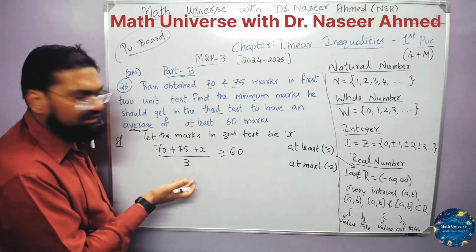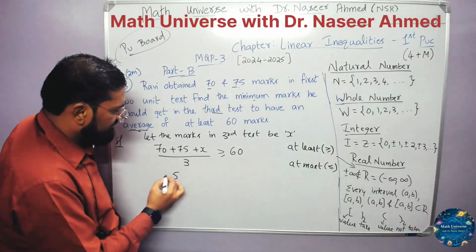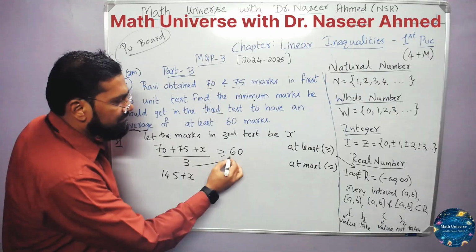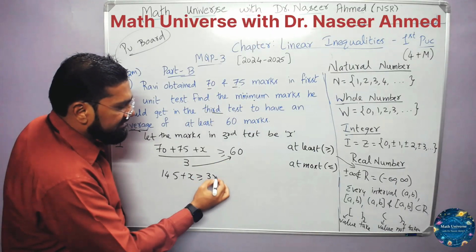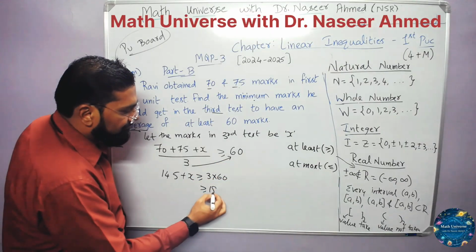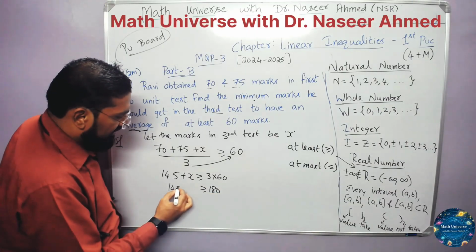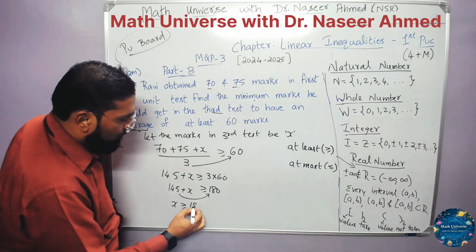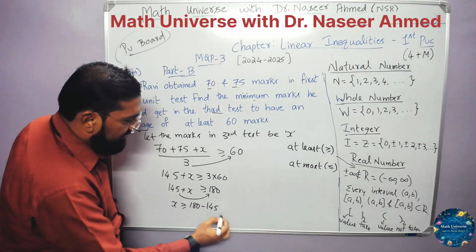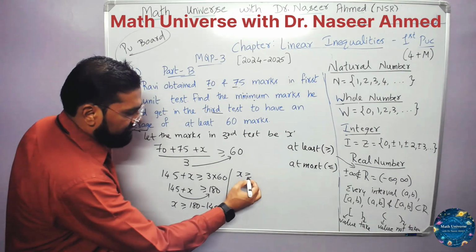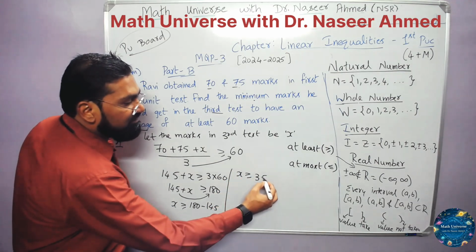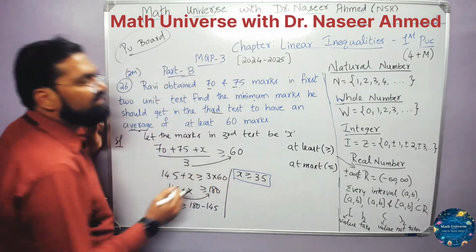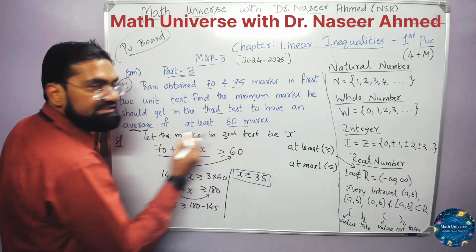Now from here, a very easy inequality. 70 plus 75 is 145, plus x. I can cross multiply 3 here. So 3 into 60 will be 180. Then 145 plus x, transpose this to the other side. x is greater than or equal to 180 minus 145. Subtract this. x is greater than or equal to how much? 35. Meaning to say, Ravi should score a minimum of 35 to maintain an average of at least 60.